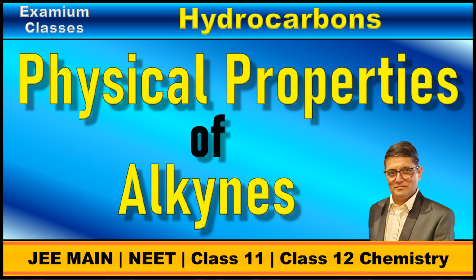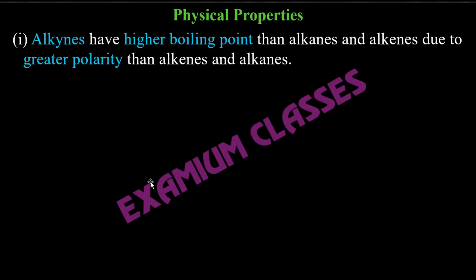Physical properties of alkynes. Similar ones we have talked about in case of alkanes and alkenes, so you should not face any problem. Alkynes have higher boiling point than alkanes and alkenes due to greater polarity than alkenes and alkanes. For CBSE, if you just remember this point, it is sufficient. For IIT, etc., you just need to understand why.